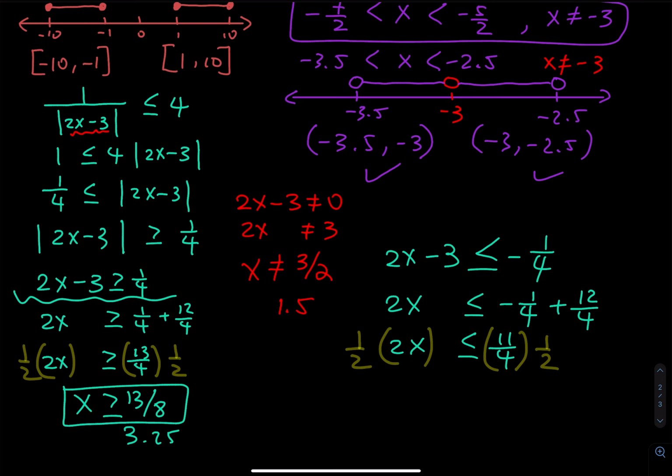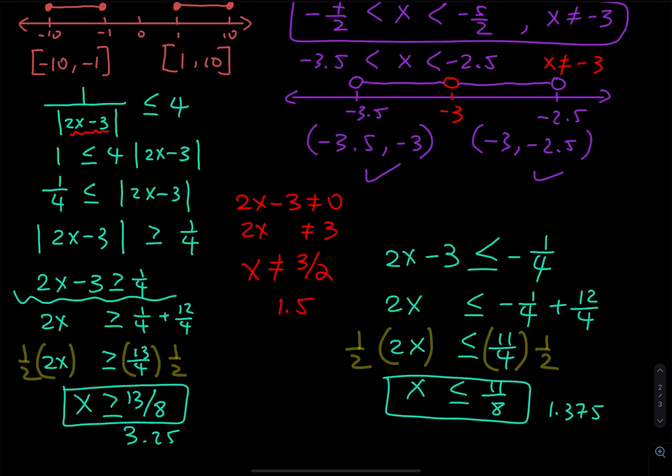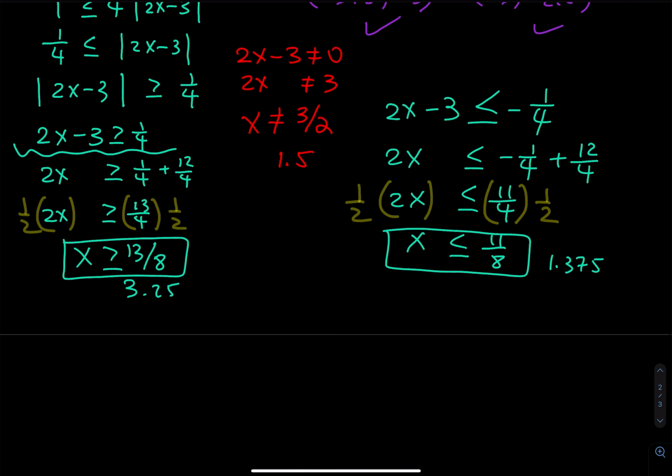Okay, 12 minus 1, 11, and then times that. You have x less than or equal to 11 over 8, and then you box that. Don't forget that you have to mention the restriction as well. And then 11 over 8, it's not approximately, it's exactly 1.375.